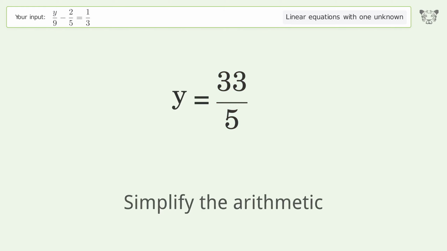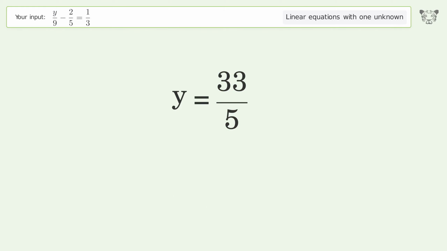And so the final result is y equals 33/5.